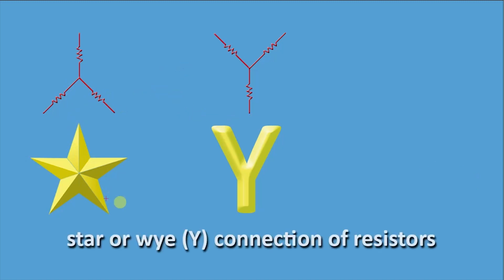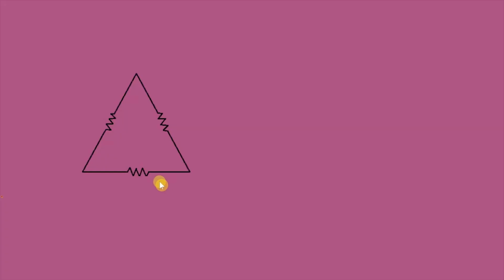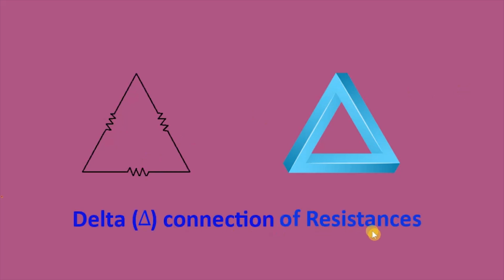For a connection to be star or Y, it need not be exactly like in this shape. It can be in this shape or in this shape. Only condition is the 3 resistances must come and meet to a common point. See in this diagram, 3 resistances are connected like a triangle. The shape of this seems to be like the Greek letter delta. So this type of connection is generally known as delta connection of resistances.